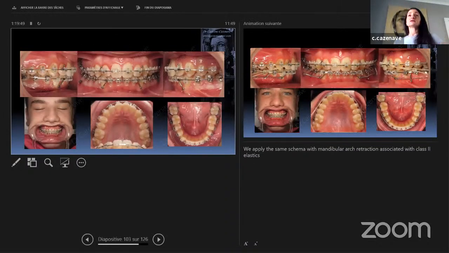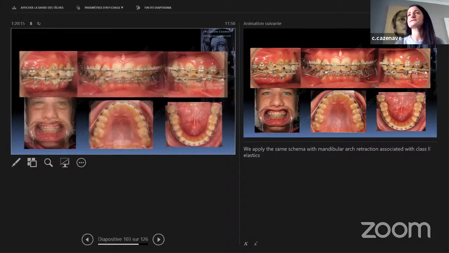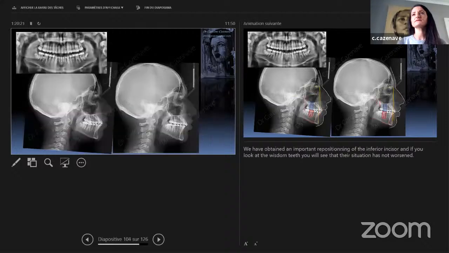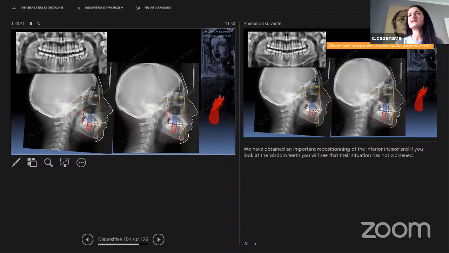Then we apply the same schema with mandibular arch retraction. I think the screws have been inserted between 6 and 7. And the retraction is associated with class 2 elastics. So we have obtained an important repositioning of the inferior incisor. And if you look at the periodontium, you will see that their situation has not worsened.